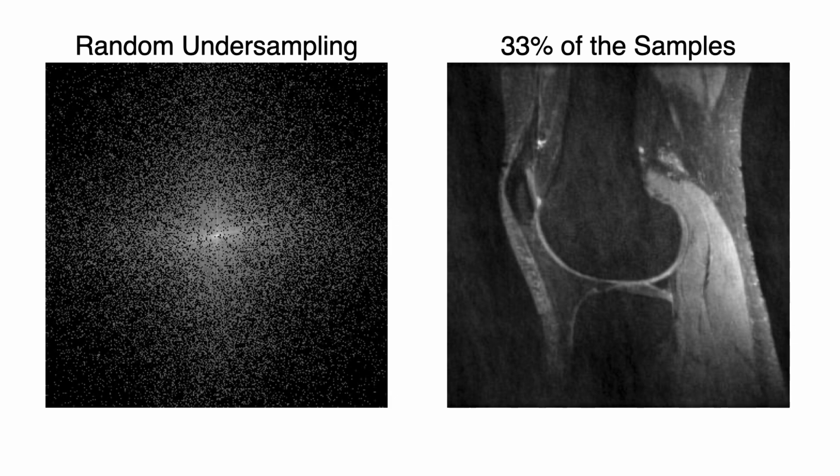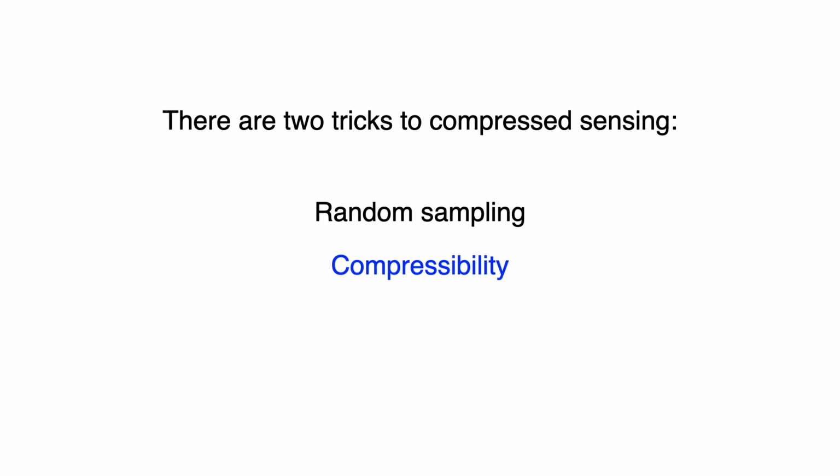What's happened is, rather than having the errors all stack up in a coherent way so that the resulting image is the original image plus shifted copies of itself, with random undersampling, the errors dissipate across the image, and so it becomes much more intelligible. However, this is still a bad image. Don't worry, we've got another trick: compressibility.